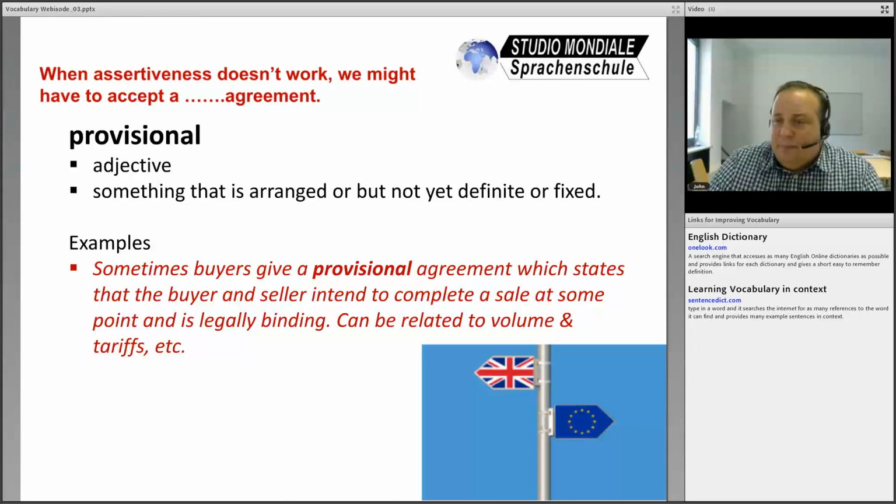So let's say that a supplier and a company, they regularly do business together. They have a long-standing contract, so they may sign a provisional contract because maybe they have to discuss some things about maybe changing tariffs or import tax, etc. But they know that they want to purchase a specific volume, for example, from a supplier.